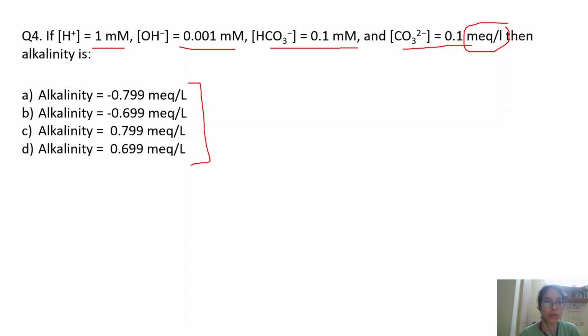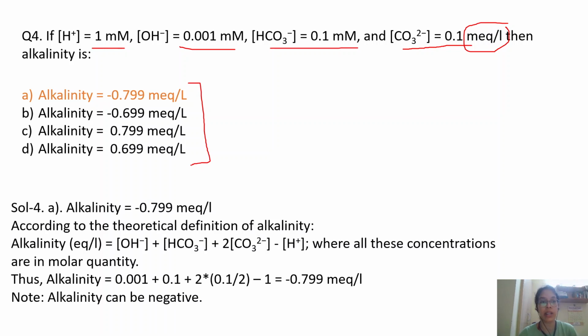Okay, we'll move to the solution. Yes, as I've told, alkalinity can be negative. So alkalinity is minus 0.799 milliequivalent per liter. So we will see how that is calculated.